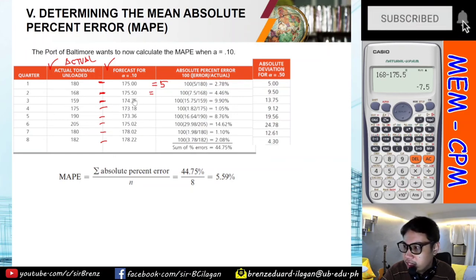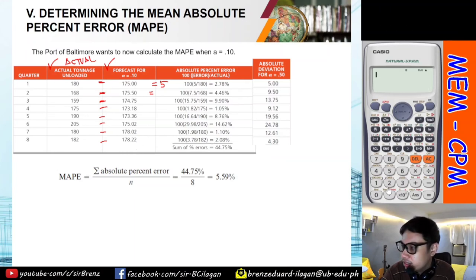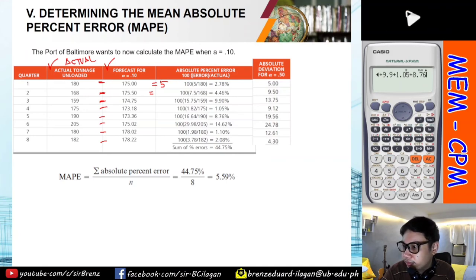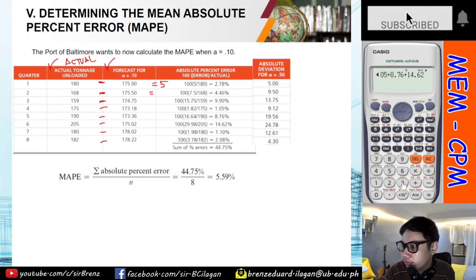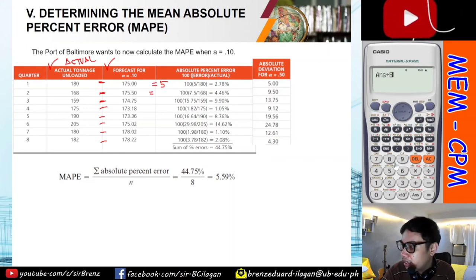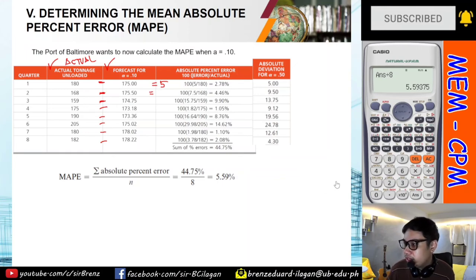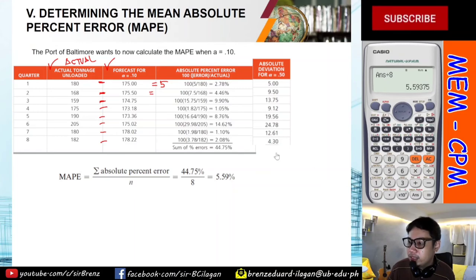And so on. So kapag sinummation mo yan, lalabas sa kanya is 44.75. So let's just check if tama. So 2.78 plus 4.46, and then plus 9.9, then plus 1.05, plus 8.76, then plus 14.62, plus 1.1, and then plus 2.08. So the sum is 44.75, and then divide again by 8. And so that is 5.59%.